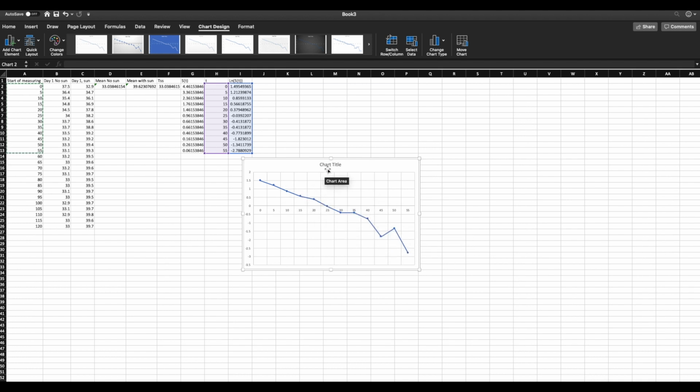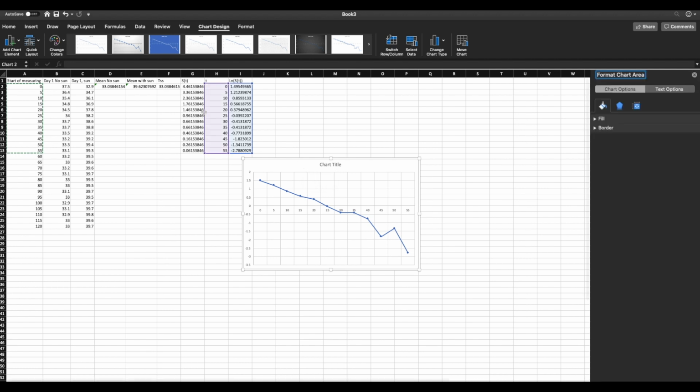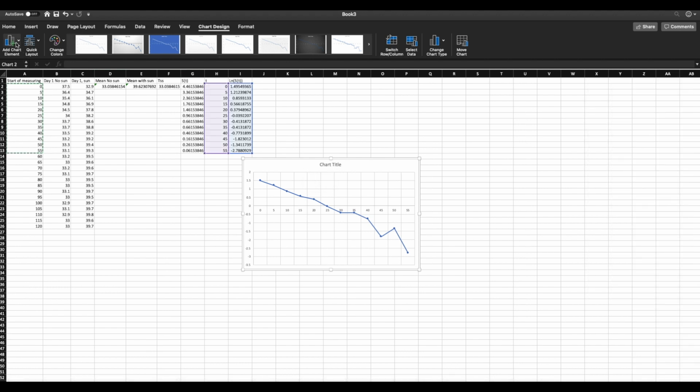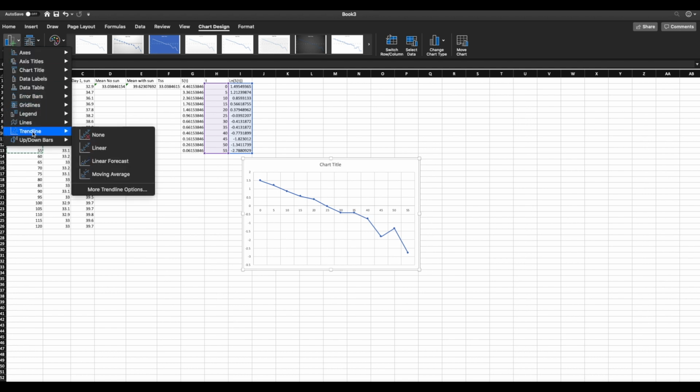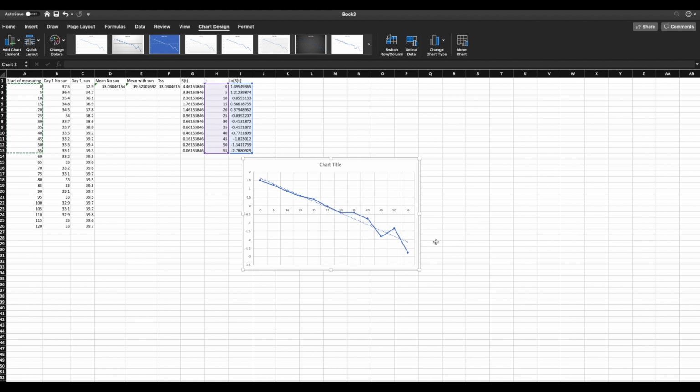Once you have it here, what we want to do is find a linear fit, okay? So all you have to do is click on this chart, and then head up here and add a chart element, okay? If it's not there for you, just go to the chart design heading here, and it'll show up. You go to add chart element, then trend lines, then linear fit. And this is how you get your linear fit.